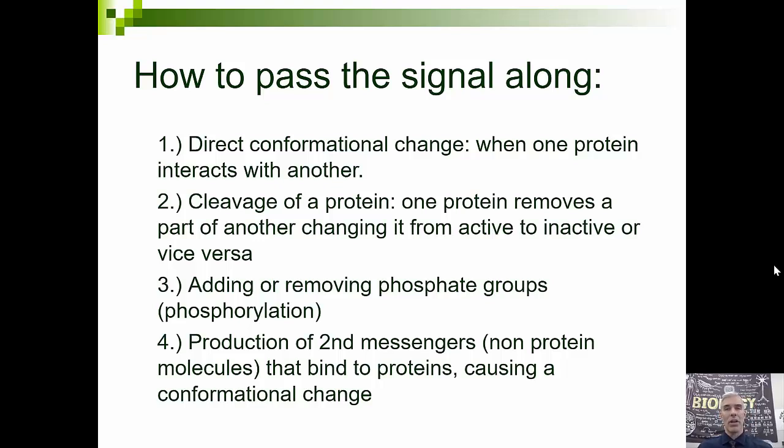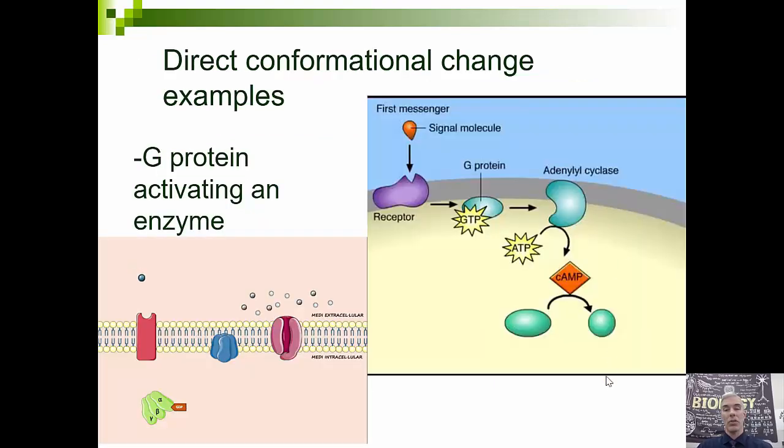And then lastly is the production of what are called second messengers. Second messengers are non-protein, smaller molecules that bind to proteins. They can be produced quickly and can cause widespread change very fast. So those second messengers will bind to the protein and cause it to have a conformational change, activating or deactivating that protein depending on what that specific pathway shows you. So here's an example of direct conformational change.